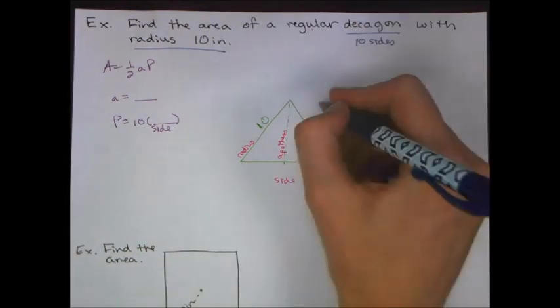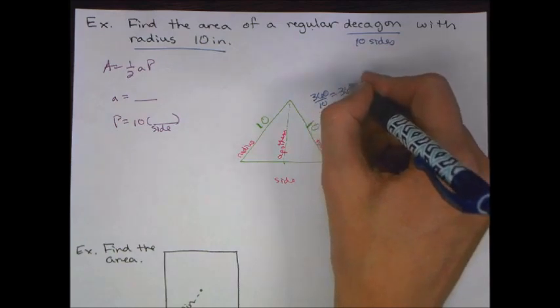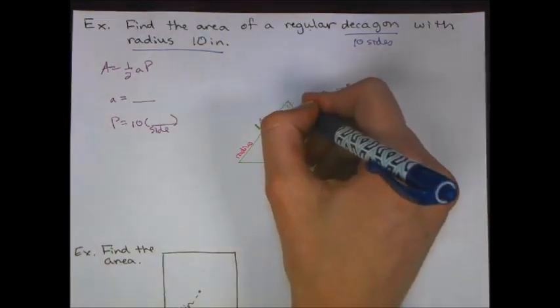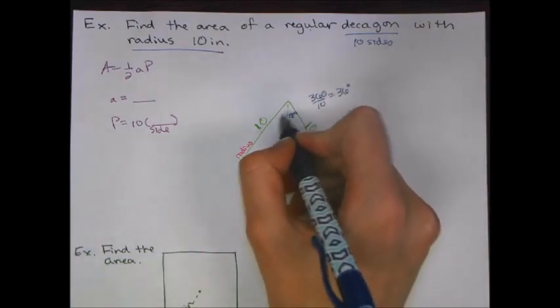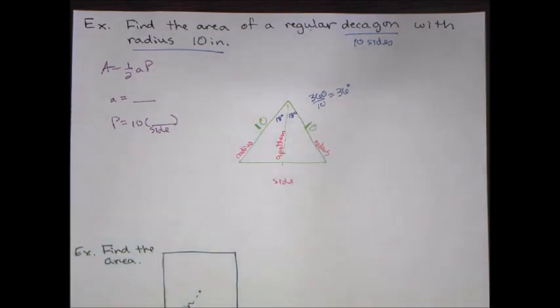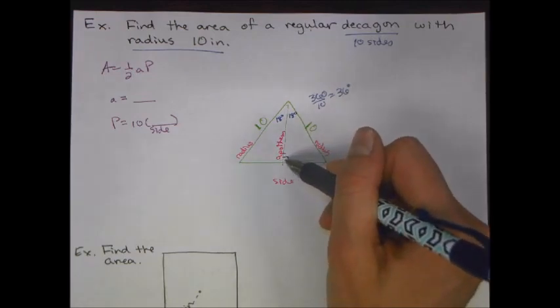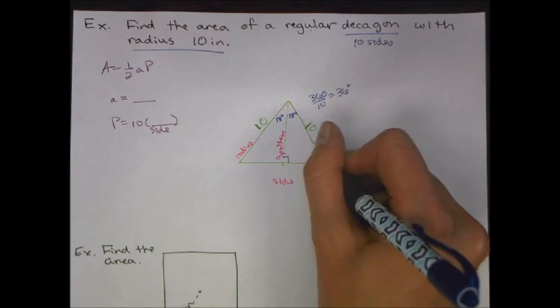So there's 10 of these triangles. 360 divided by 10 is 36 degrees. So this whole angle is 36 degrees. That means this is 18 and this is 18 because we're cutting it in half. Well, the apothem creates a 90-degree angle. 90, 18. What makes 180?